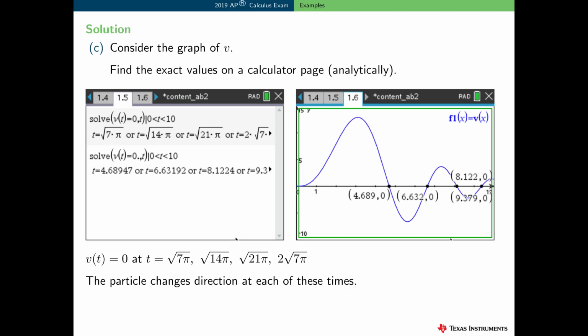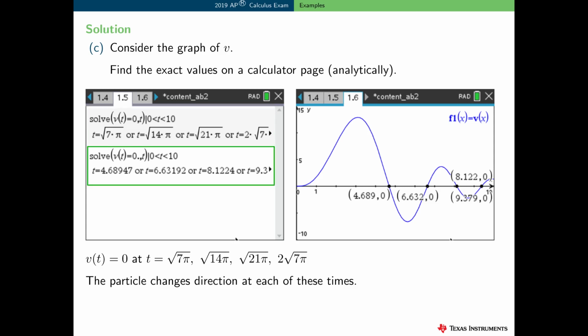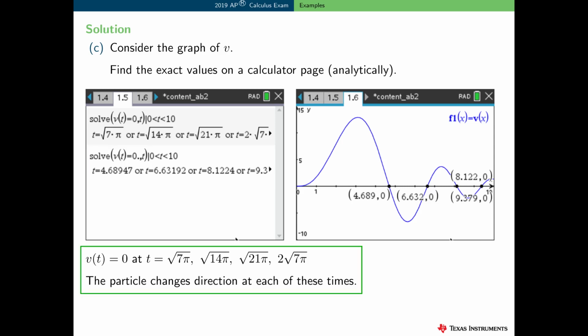At each of these times, the particle changes direction because the velocity changes from positive to negative, or vice versa. On a calculator page, I can use the solve command, and I can get the exact symbolic answers. That's pretty cool. Well, okay, I guess I could get these if I used paper and pencil too. And here are the numerical approximations. And again, don't forget the justification in this question. The velocity changes from positive to negative, or from negative to positive at each of these values.